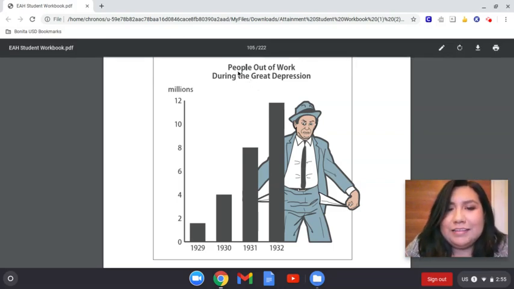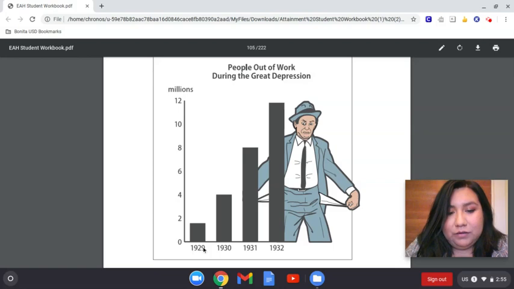Now let's take a look at the title of the graph. People out of work during the Great Depression. So this graph shows us how many people had lost their job or didn't have a job during each year. So it looks like here we have the year 1929, 1930, 1931, and 1932. So these numbers on the left tell us the numbers in millions of the people who were out of a job or people who were out of work.